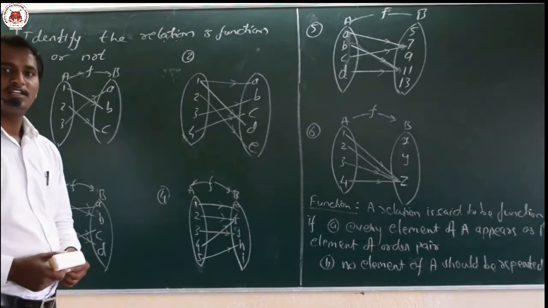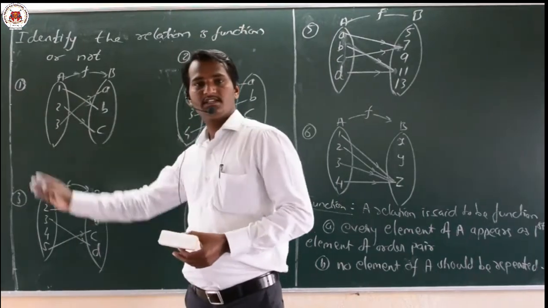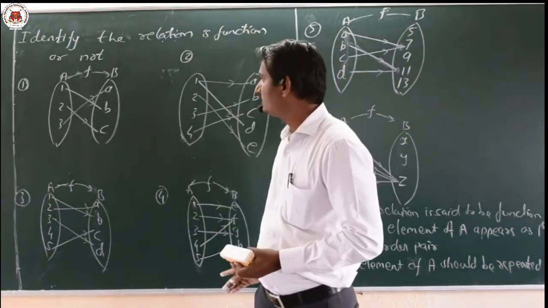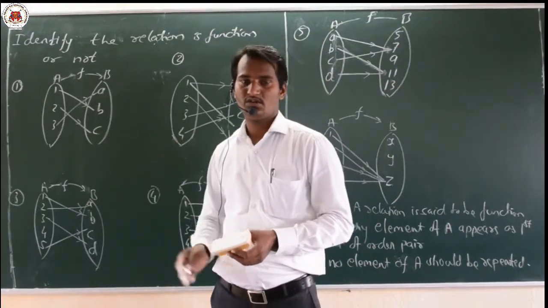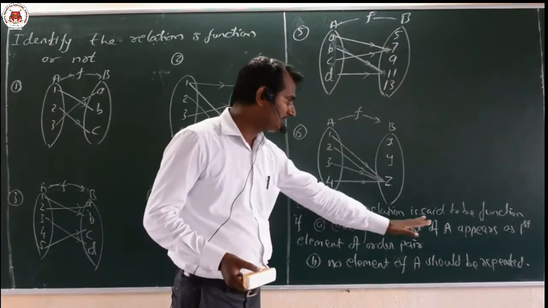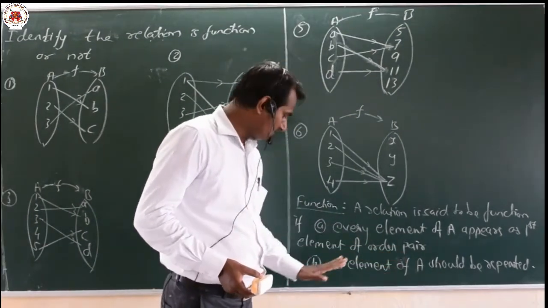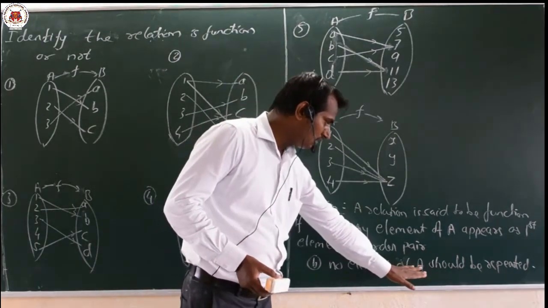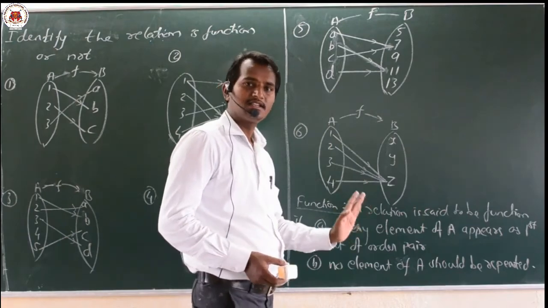Okay, dear friends, now let us observe the following relations. I had written a lot of relations in terms of arrow diagrams here. Now let us see which one is a function or not. I had written here the definition. Definition means every element of A appears as the first element of the ordered pair, or no element of A, the set A, should be repeated.